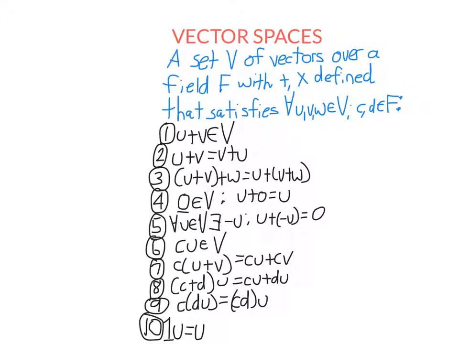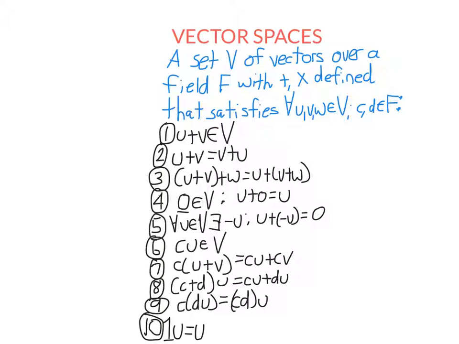So axioms 6 to 10 are all to do with scalars. So scalars aren't actually part of the set V, they're part of the set F, which, as I said, is usually the real numbers. So axiom 6 says that if you take any vector in the set and scale it, multiply it by a scalar, you get another vector in the set. Axiom 7 states that scalar multiplication is distributive over vector addition, and axiom 8 says that scalar multiplication of a vector is distributive over scalar addition.